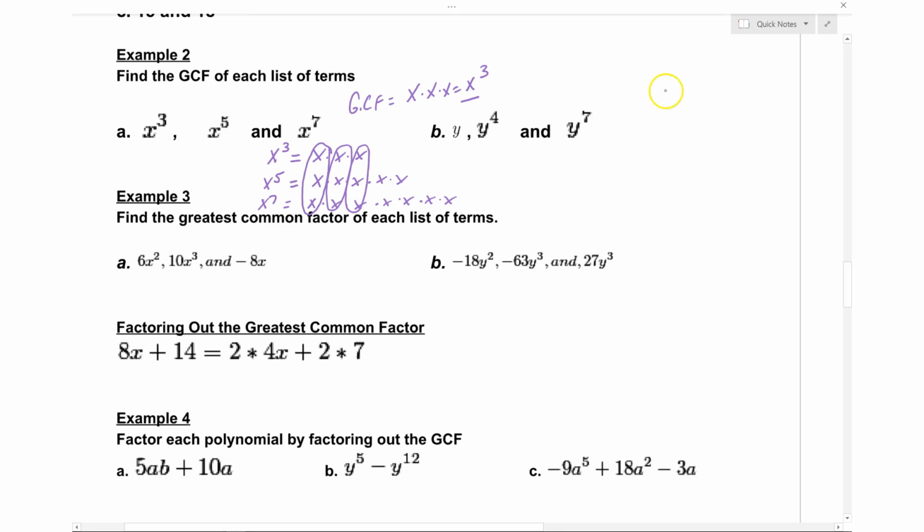Now for example B, we have y, which is simply y times 1. Y to the fourth is y times itself 4 times. And then we have y to the seventh, which is y 7 times.